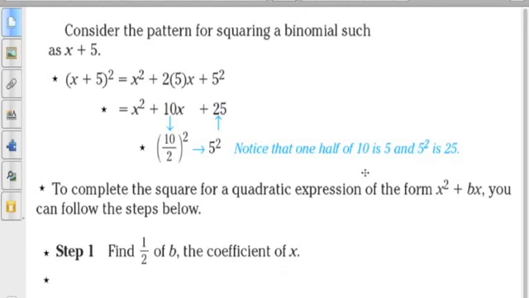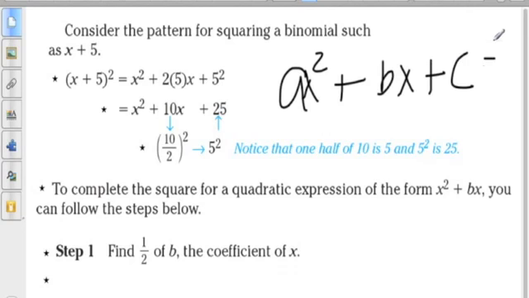Remember, a quadratic is always in the form ax squared plus bx plus c equals y. That's a quadratic function. A quadratic equation will equate this to 0. So this is what we're looking at, the b. Find 1/2 of b, the coefficient of x.